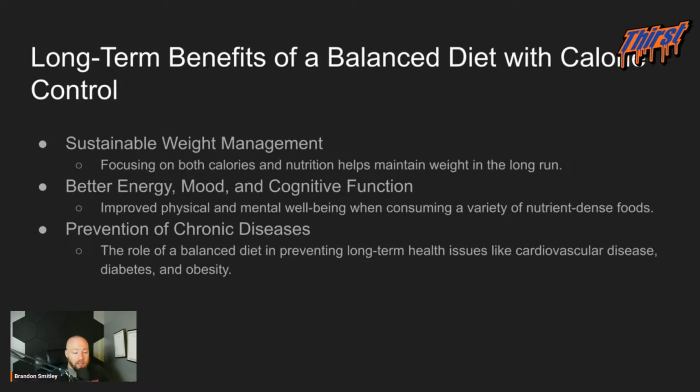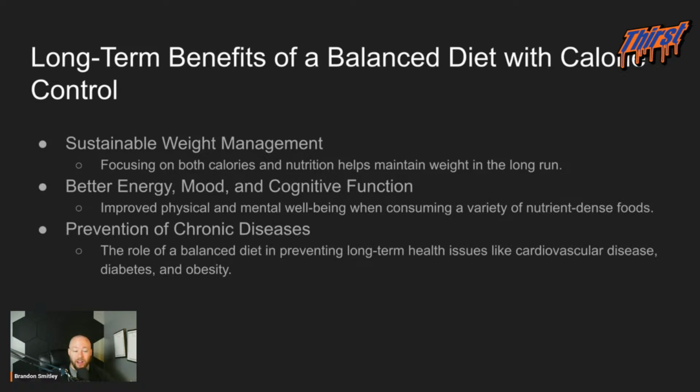So the long-term benefits of a balanced diet with calorie control is that you have sustainable weight management. So yes, counting calories can certainly help you do this, but after you understand how you count calories, it makes it much easier to track your food. And it makes sustainable weight loss more sustainable. So you can focus both on calories and nutrition, then helps maintain weight in the long run. So you're not just looking at one thing or the other. You've got a full-on approach to help you be more successful. At the end of the day, that's all I'm out after here is helping you be more successful.